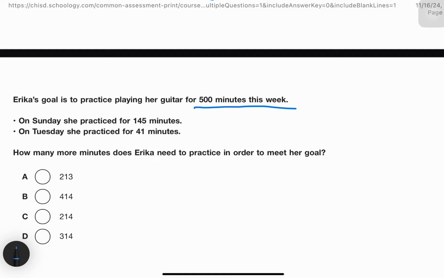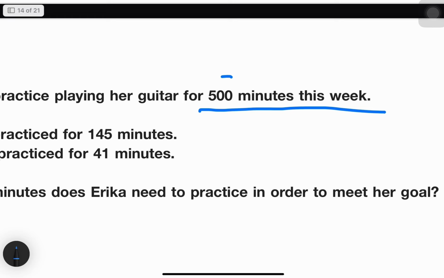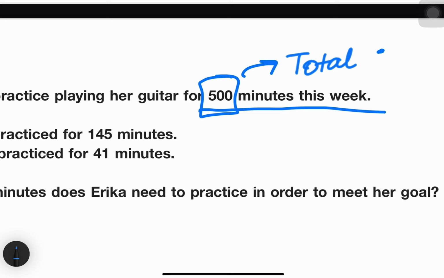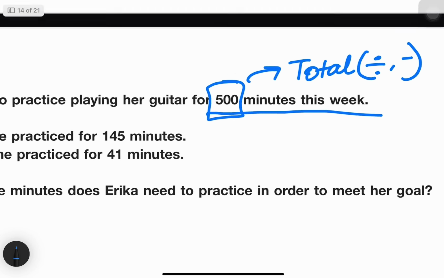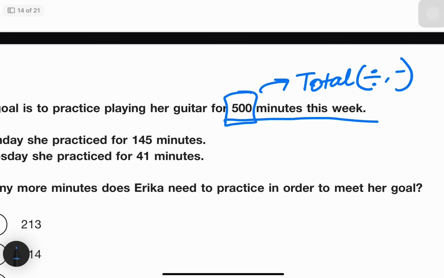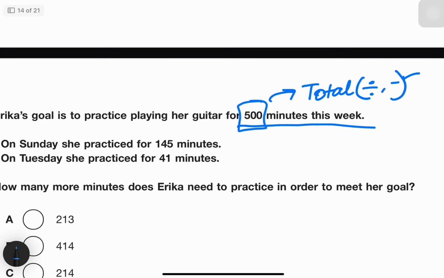So what do you notice with the first sentence? They gave us a what? They gave us a total here of 500. And remember, when we have a total, what are we going to be doing? We're either going to divide or we're going to subtract. But in this case, we're not doing anything with the word each. We're not looking for anything in each, so in this case, we're most likely going to be subtracting.